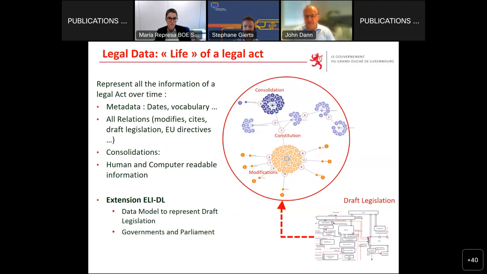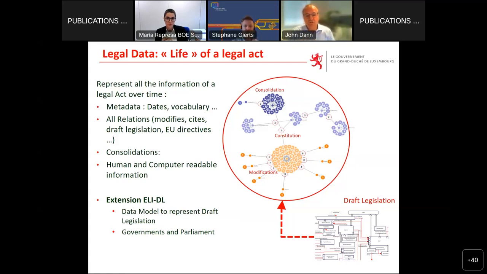A legal act has a life. It was once created, it's evolved over time, and it might be changed again. So what we did with ELI at the beginning is really concentrate on the publication of the official journal, meaning the law, for example, has been voted, has been signed, and so it's being published. Here we have, for example, a situation of the Constitution of Luxembourg, where it has been modified so many times. It creates consolidation, it creates modifiers, it creates a lot of information out there. So this has been more or less modelized in ELI.